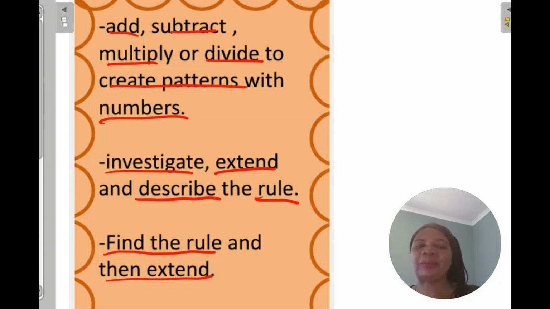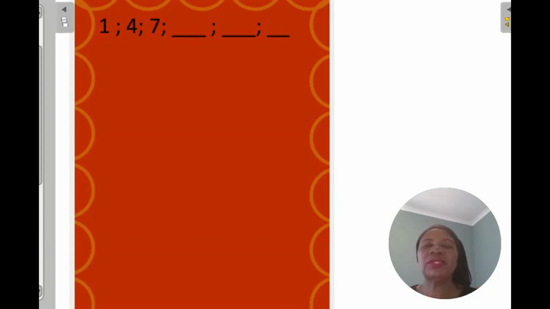Okay, right? So let's see. The first thing that we do when we have got a sequence is to just read the numbers: 1, 4, 7, right? Then we have got 3 gaps. The next thing that we do is to ask ourselves, is the sequence growing bigger or smaller? There are only 2 things. The sequence is either decreasing or increasing.